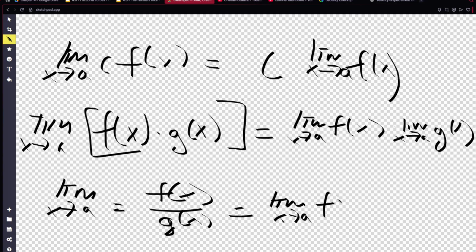Because that will be indeterminate or does not exist. So make sure of that. You can use algebraic manipulation, which we'll get to a little bit later, but I'm just trying to hurry up because I don't have time.